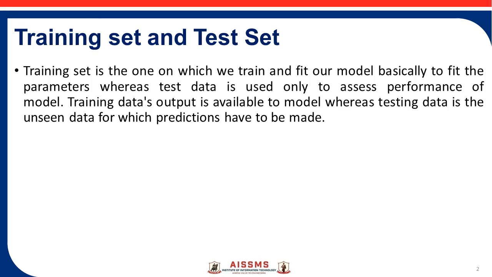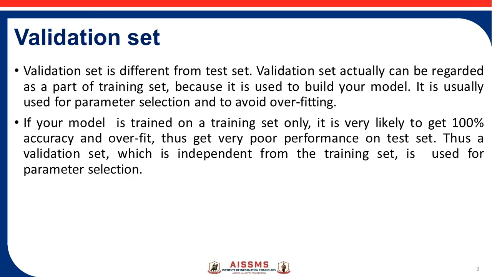The training data output is available to the model, whereas testing data is the unseen data for which predictions have to be made. There is another type of dataset also, that is a validation set. This validation set is different from the test set and train set. The validation set can be regarded as a part of the training set because it is used to build your model. It is usually used for parameter selection and to avoid overfitting of the model.